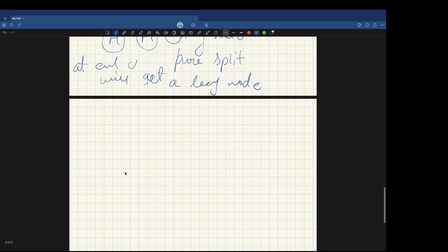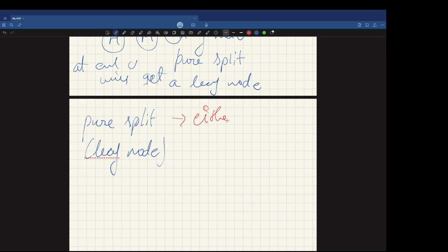Okay guys, so first thing is what is a pure split, and we call it a leaf node. That node is called a leaf node. Pure split means either all are yes or all are no, like only one condition is true. Are you getting guys?